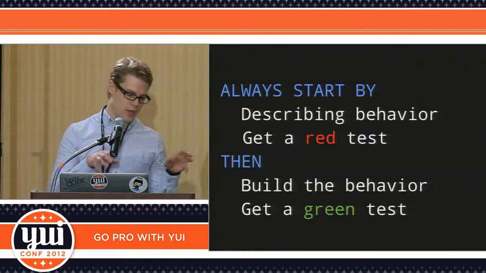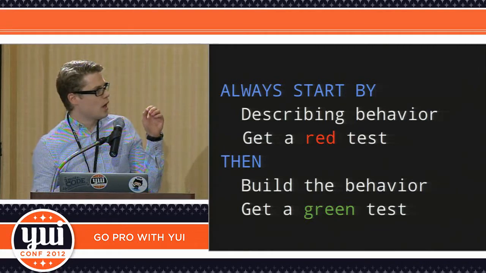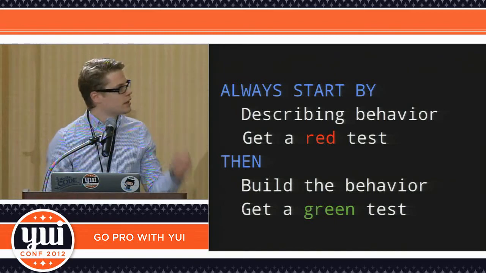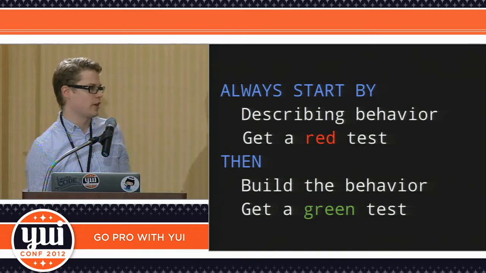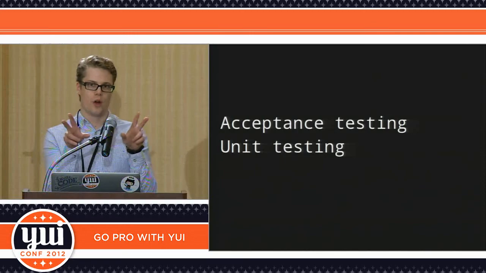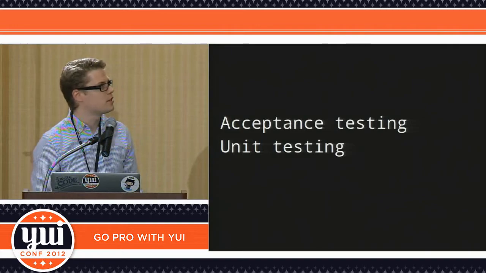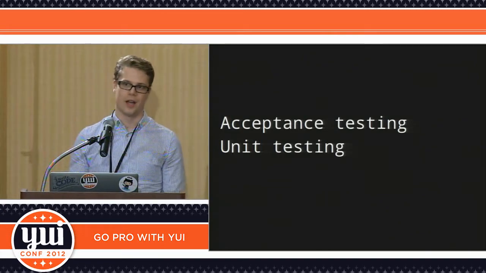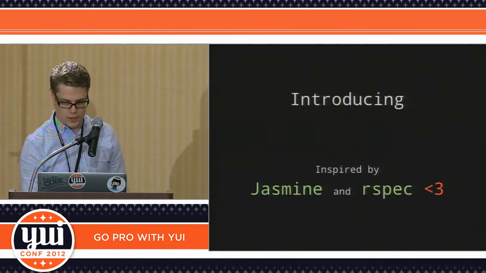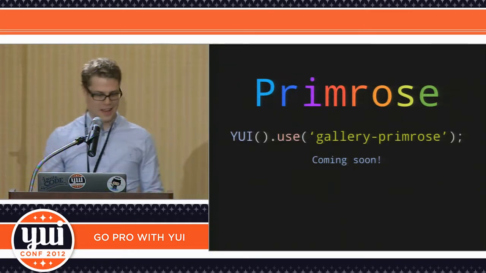The core takeaway I want you to get from this talk is that when you do BDD, always start by describing a behavior. I'll show you in a second how that looks. Get a red test, then build that behavior and get a green test. BDD is a two-prong system where there's acceptance testing and unit testing. I'm not going to talk about acceptance testing. We don't have that time, but I'd love to talk to you about that in the hall after. So, unit testing. Sweet animation, and it skipped to the next slide as well.